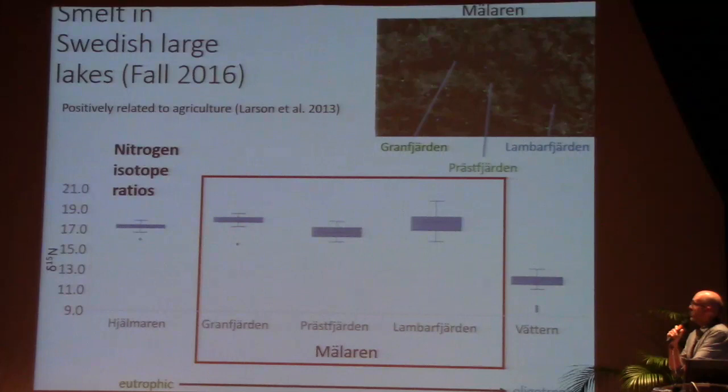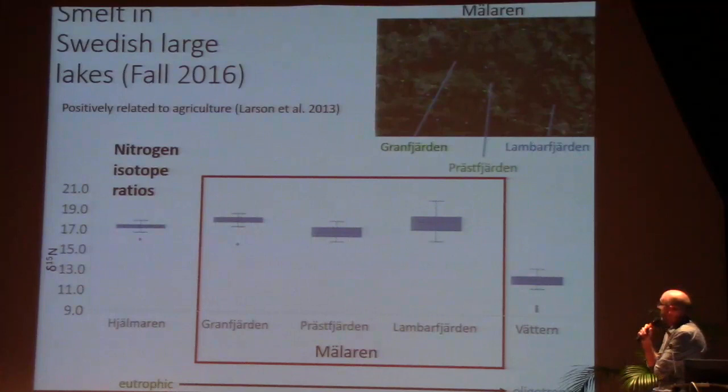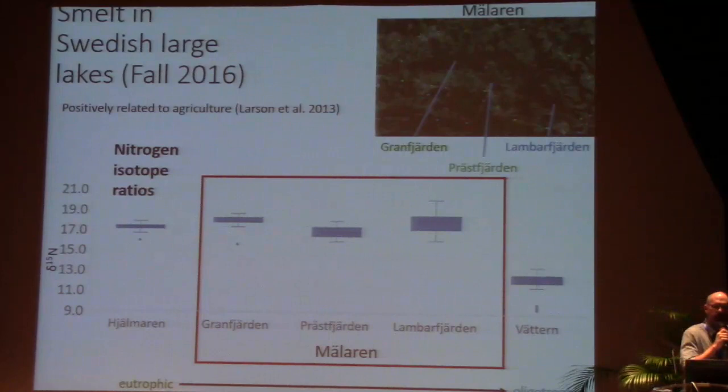The one location that's a little bit different is Lambertfjärden here, which is a basin that's right next to Stockholm, and we suspect that there are probably some nitrogen sources here that are anthropogenic, that are having a similar effect as agriculture further up in the lake.